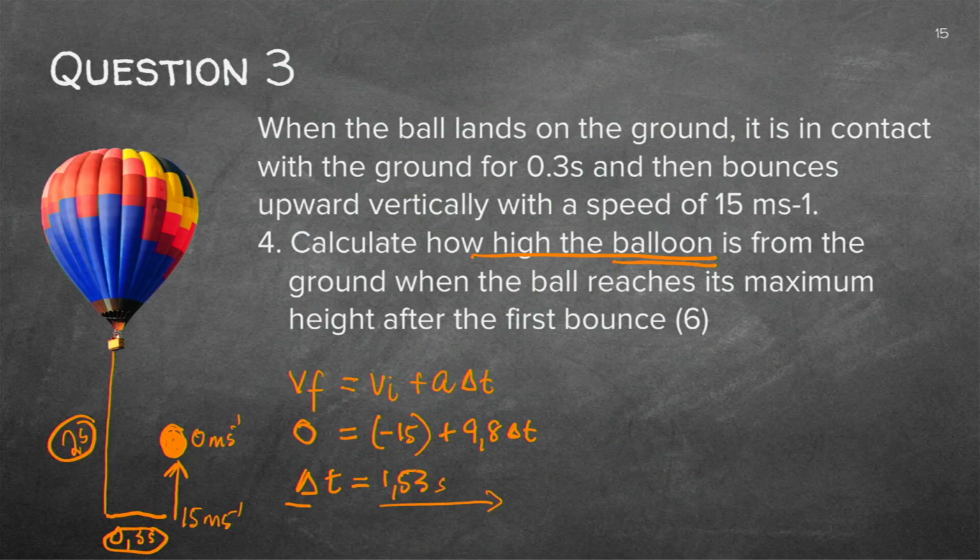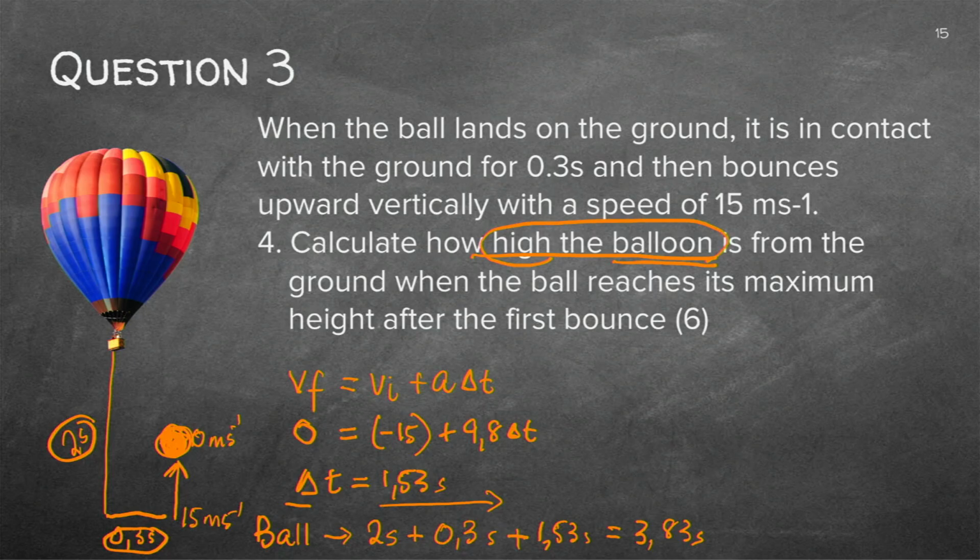What do I have here? I've got the ball going down 2 seconds, staying on the ground for 0.3 seconds, and then going up with 1.53 seconds. That gives me a total time of 3.83 seconds. Then it's up there. But that's not what they asked of me. They asked me to calculate how high the balloon is in 3.83 seconds. So let's go and calculate the balloon's delta y.